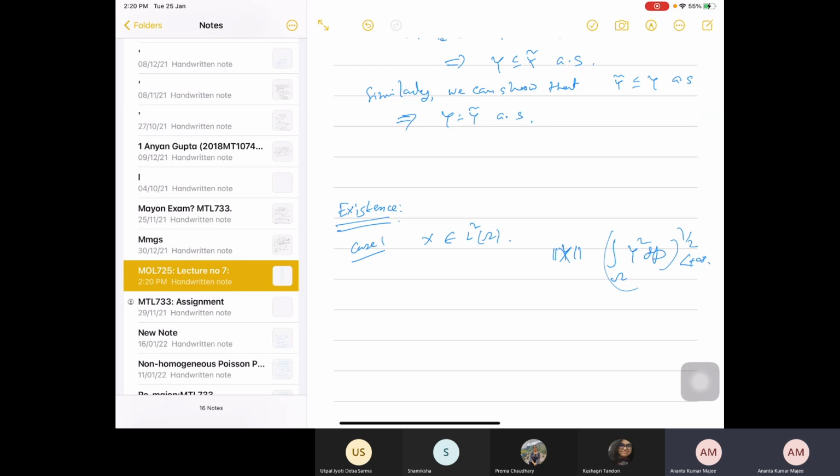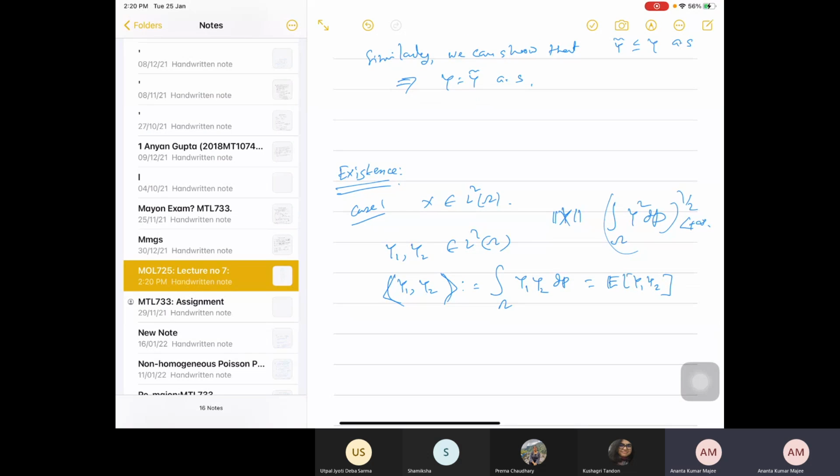Since you have all done the functional analysis course. So on that L2 of omega, I am considering the norm, and not only that, I can define an inner product on this space. So basically, if you have y1 and y2 in L2 of omega, I can define the inner product of y1 and y2, or maybe I just put it as a bracket. This is by definition the integral over omega of y1 y2 dP. Okay, this is nothing but the expectation of y1 y2.